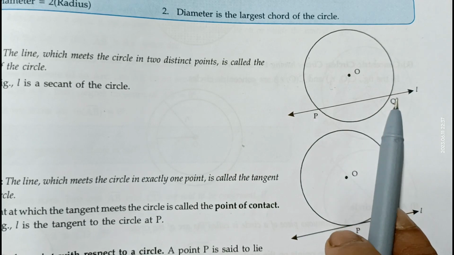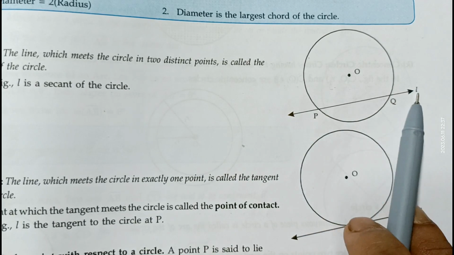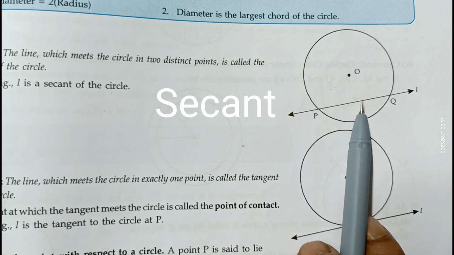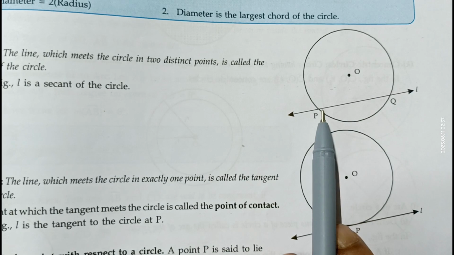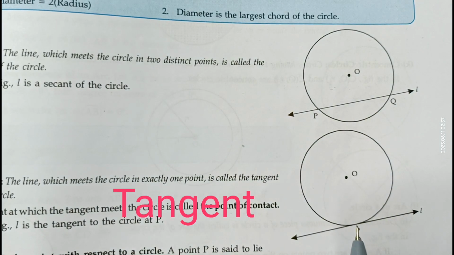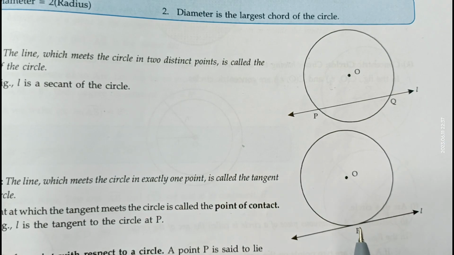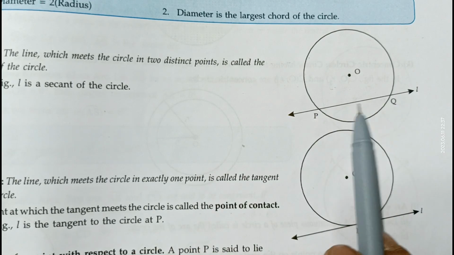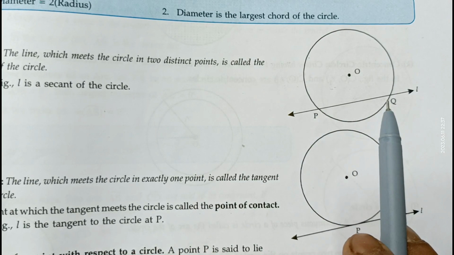If a line cuts the circle at two distinct points, here L is the line and P and Q are the distinct points, then this type of line is called a secant. So a secant is a line which meets the circle at two distinct points, and if it touches the circle at a single point, then it is called a tangent. So we can say the line which cuts the circle at one point only is called the tangent, and this point is called the point of contact. So in this figure P is the point of contact and L is the tangent. In this figure L is the secant because this line cuts the circle at two distinct points, that is P and Q.